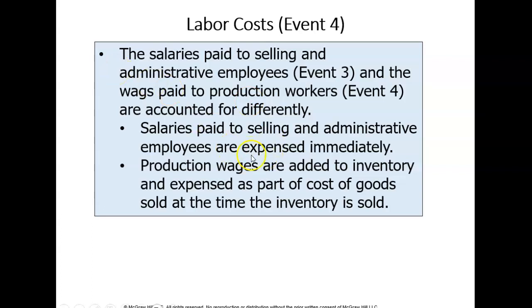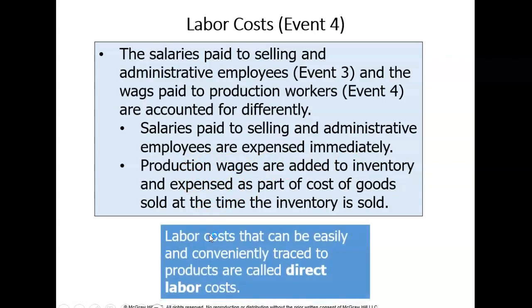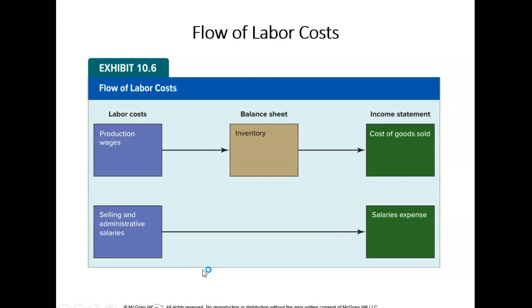In contrast, salaries paid to those who work in selling and administrative expenses, we call those a period cost, and they're going to be expensed right away. So the production wages are added to the inventory account, and they're going to be expensed as part of cost of goods sold once the inventory has been sold. All right. So these production workers' salaries are known as your direct labor cost.